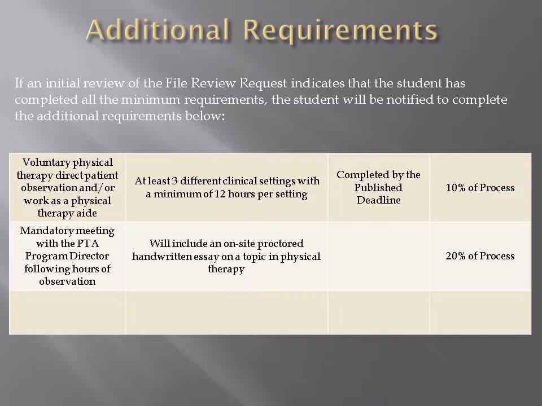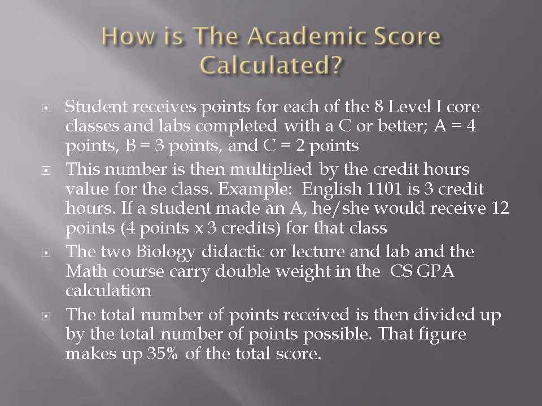Mandatory meeting with the PTA program director following hours of observation will include an on-site proctored handwritten essay on a topic in physical therapy and comprises 20% of this. How is the academic score calculated?